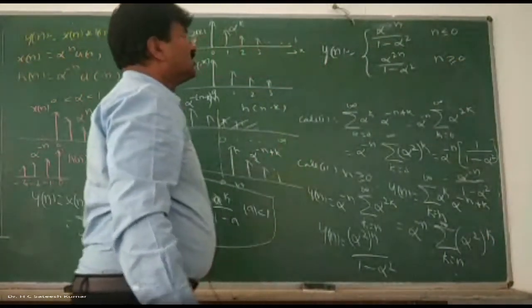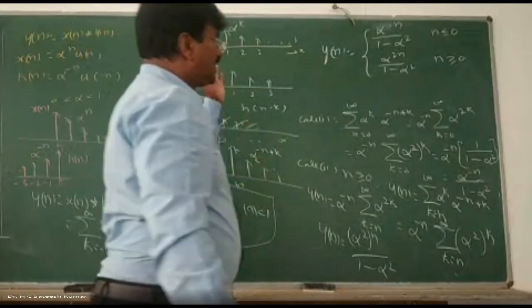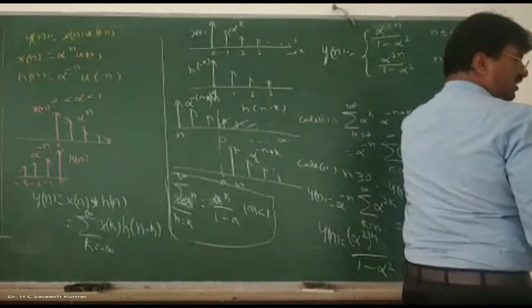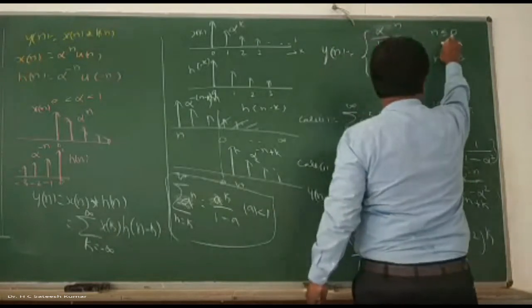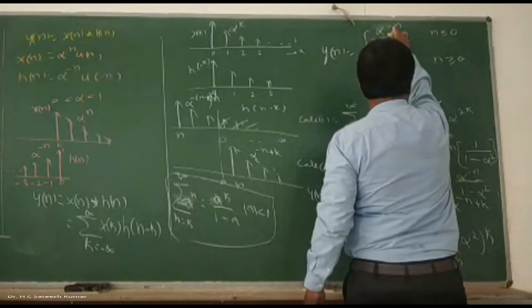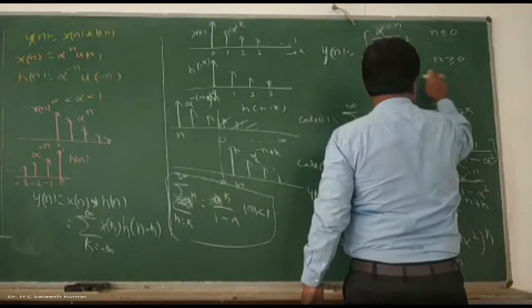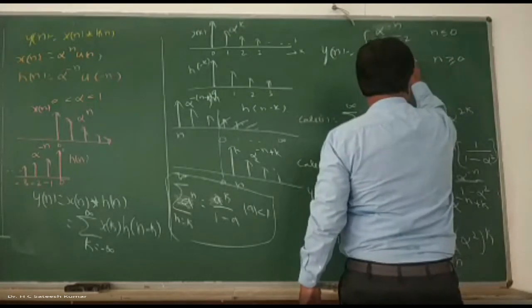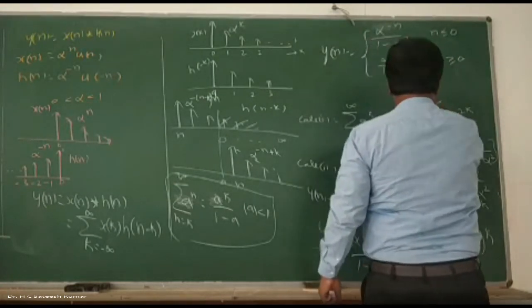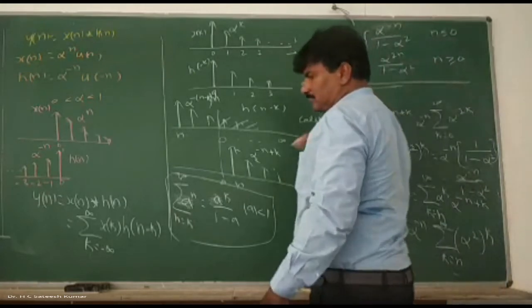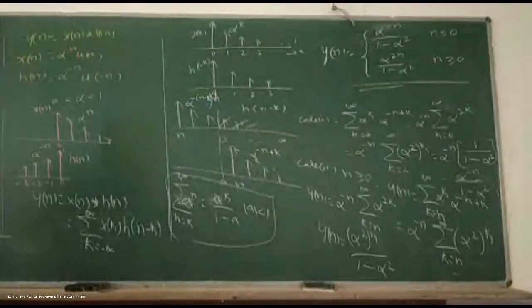So that's it. Give the value for n from minus infinity to 0, and 0 to infinity. Cases are correct. Magnitude, you check it, n is equal to 0. Alpha to the power of 0 is 1. 1 by 1 minus alpha square. Put n is equal to 0. Alpha to the power of 0 is 1. 1 divided by 1 minus alpha square. This is correct. Okay, right? That's how we should do it.